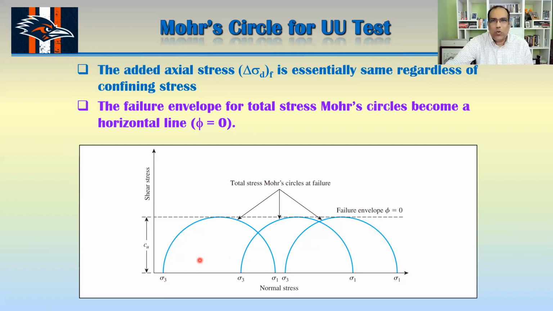Your UU strength, or undrained strength of saturated clay soil, is a number. On the other hand, your CD shear strength from your CD test and CU test is a function of your sigma, and that changes with the confining stress. Here, the confining stress doesn't have any impact on the UU strength.